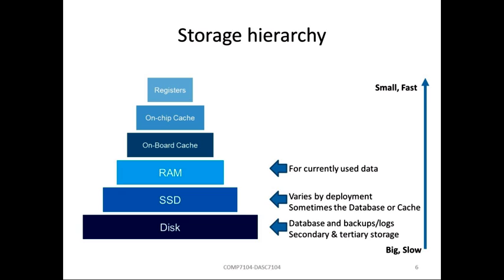And in order to understand that, so at the level of the disk, of course, we have the database and various backups and so on. At the level of magnetic disk or flash disk, of course, we may treat them sometimes a bit differently. Then at the level of the main memory, we have the currently used data, simply because everything that is to be used by the CPU has to be in main memory. And then, again, we go from big and slow to small and fast.